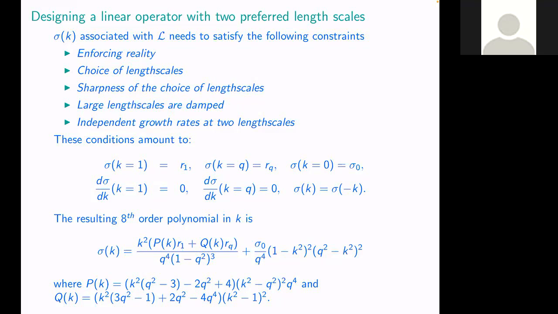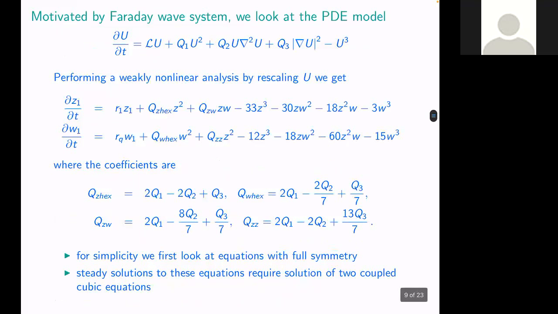If we were to take away the last condition, that we want independent growth rates, then we revert back to the Lifshitz-Petrich model, which is simpler, but of course, as I said, it does not allow us to independently vary the two growth rates. Other than that, it's the same system. So this is how we design a linear operator, and motivated by the Faraday wave system, we look to add what nonlinear terms we expect this PDE model to have.